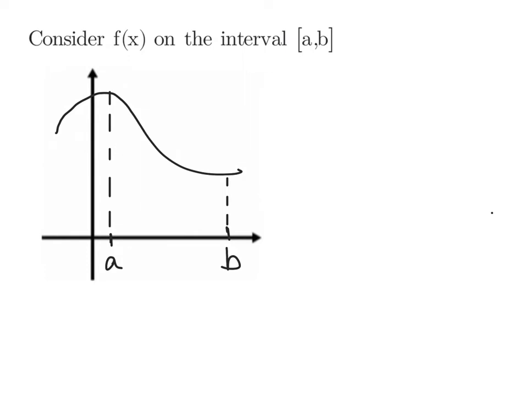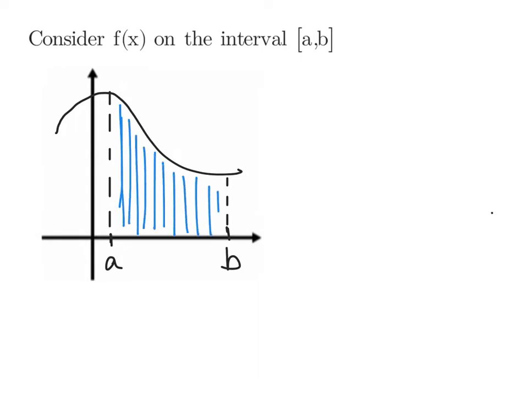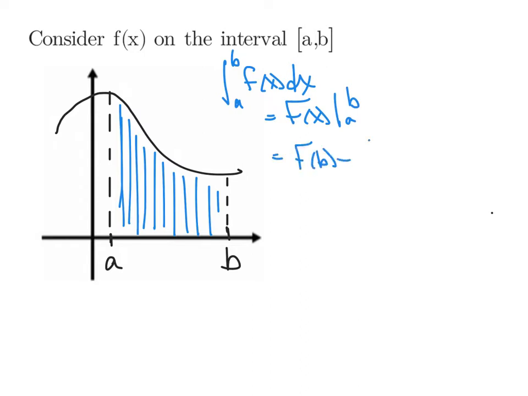From the fundamental theorem of calculus, we got that the area under this curve on the interval from a to b was that definite integral. And we found that by taking the antiderivative of f of x and evaluating it from a to b. That's where we get the F of b minus F of a.